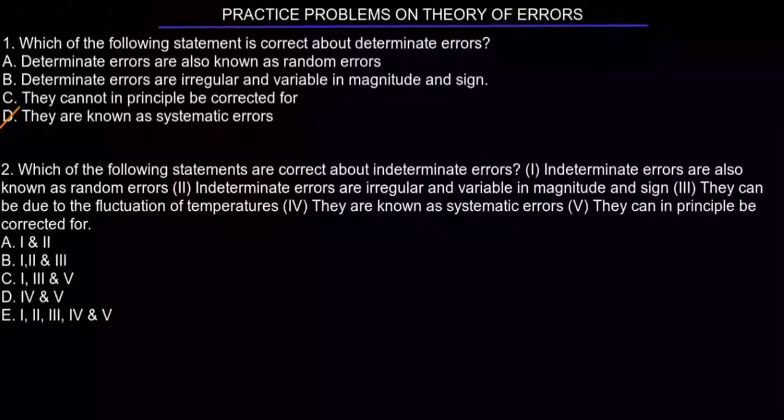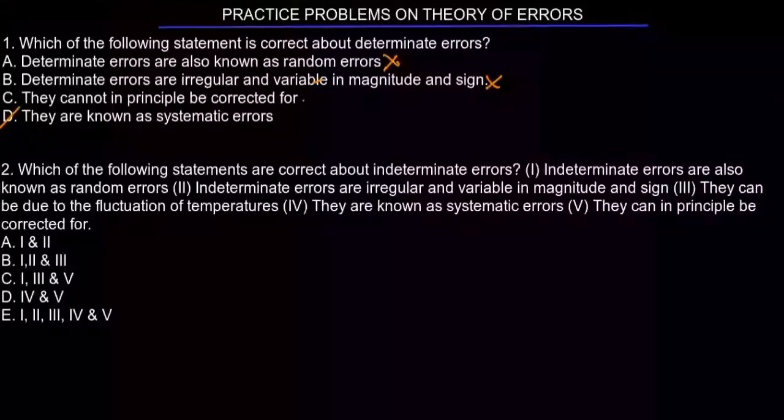Determinate errors are also known as random error? No, it's indeterminate errors that we call random error. Next one, determinate errors are irregular and variable in sign. No, this is not its characteristic. Next one, they cannot in principle be corrected for. Remember that determinate errors can be corrected for, but indeterminate error cannot be corrected for. So this one is a characteristic of indeterminate error. So the answer for this is option D.